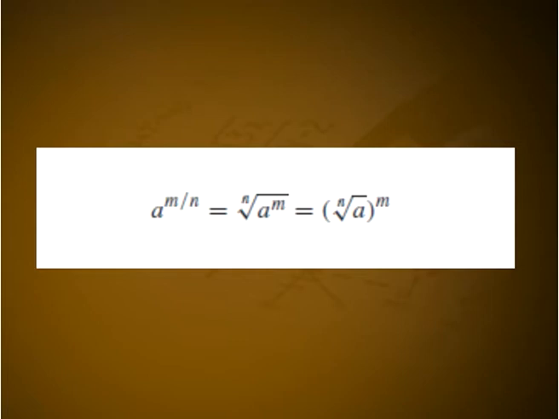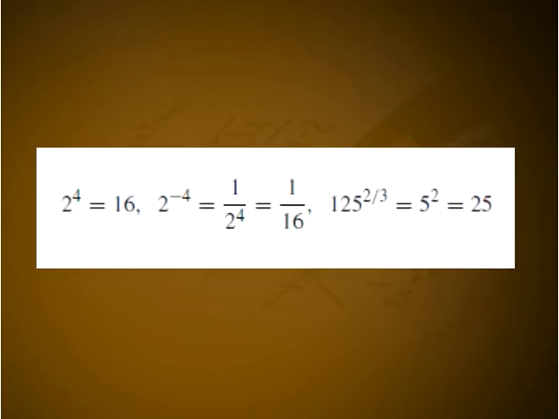Exponents are extended to include all rational numbers by defining, for any rational number m by n, a raised to m by n is equal to the nth root of a raised to m, that is, nth root of a the whole raised to m. For example, 2 raised to 4 is equal to 16, 2 raised to minus 4 is equal to 1 by 2 raised to 4, which is equal to 1 by 16. 125 raised to 2 by 3 is equal to 5 square, which is equal to 25.